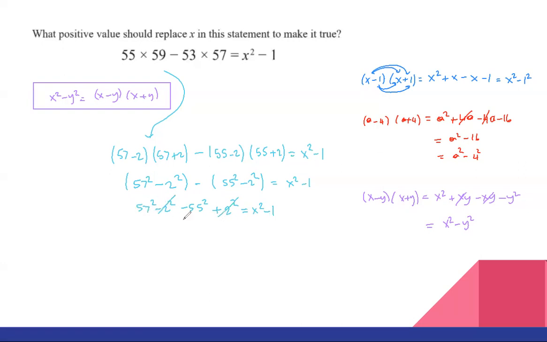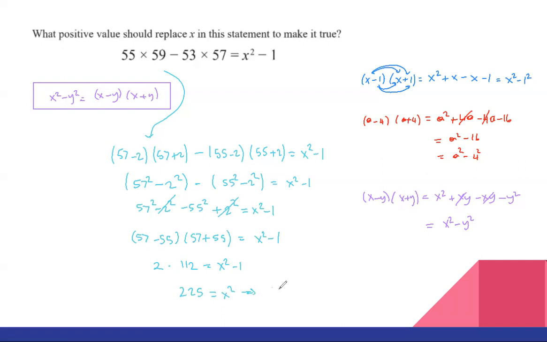And I have 57 squared minus 55 squared, which is also a difference of squares. So you can write 57 minus 55, okay, times 57 plus 55. Okay, understand? That is x squared minus 1. So the difference of these two is 2. And if you add 50 and 50, which is 100, and 5 and 7 is 12, which is 112. And that would be x squared minus 1. If you multiply, you get 224. And then if you add 1 to both sides, you get 225, which is x squared.